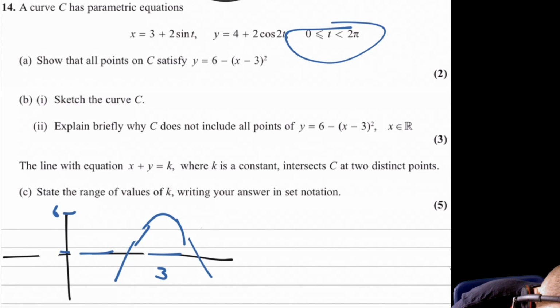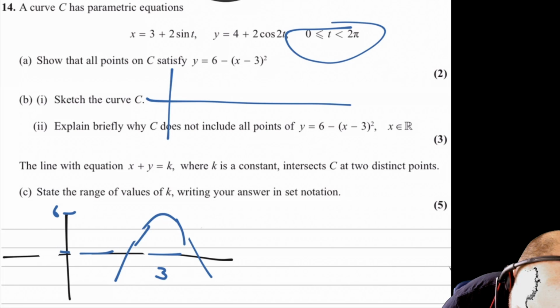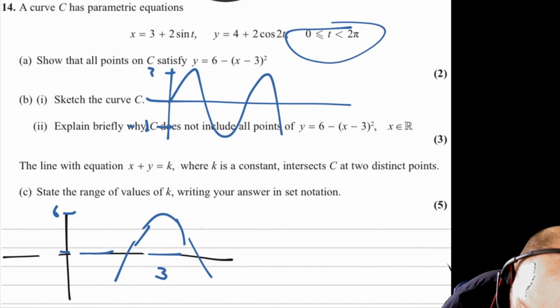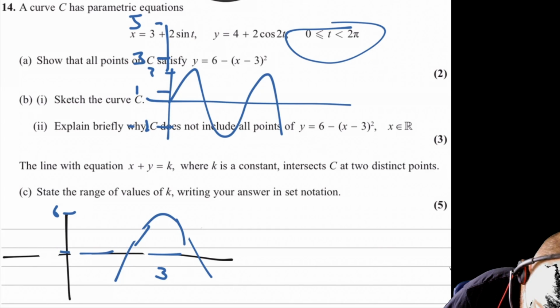If I sketch x, x is a sine graph that's been stretched up to 2, minus 2. And then it's been moved up 3. So the top point goes to 5. The bottom point goes up to 1. Midpoint's going to be 3.